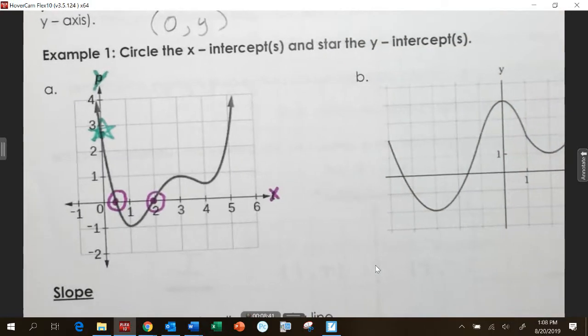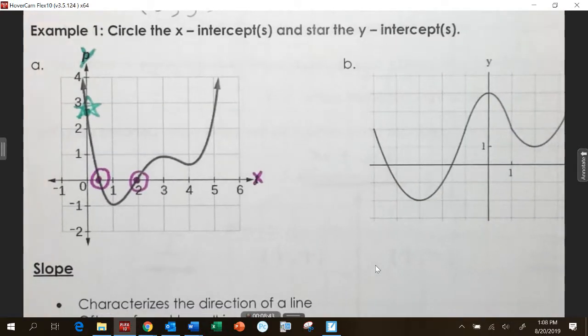Can you guys try the next one on your own? And we will check with my answer. See if you can circle the x-intercept and star the y-intercept.